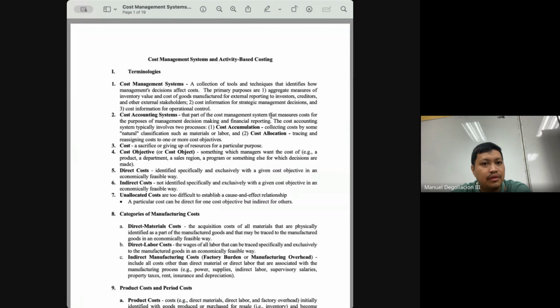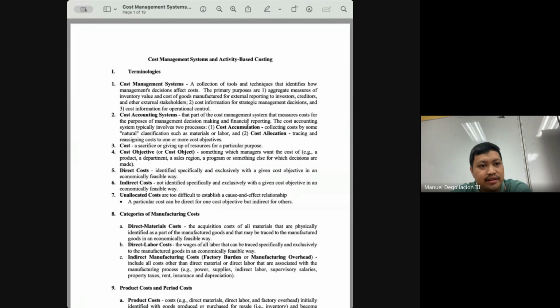So you're given there three primary purposes, class. This could be a source of an MCQ question. Which one is not among the primary purposes? So here, the first one is to aggregate measures of inventory and cost of goods manufactured for external reporting. Number two, for strategic management decisions. And number three, for operational control. So basically three main purposes, class: external reporting, strategic management decisions, and operational control.